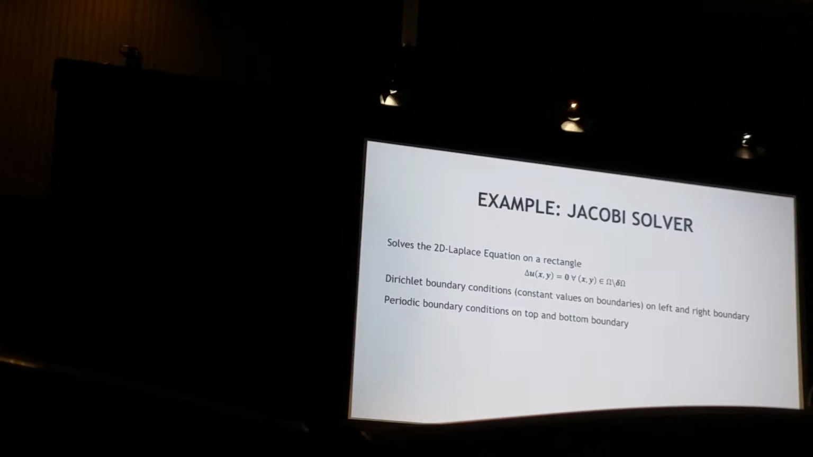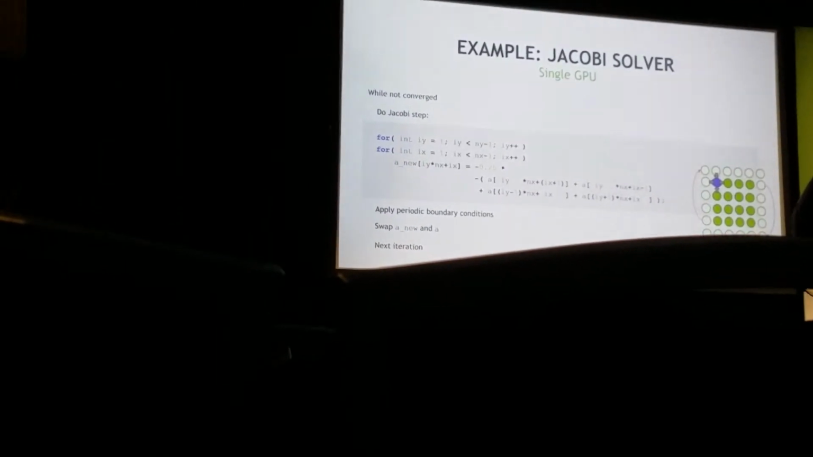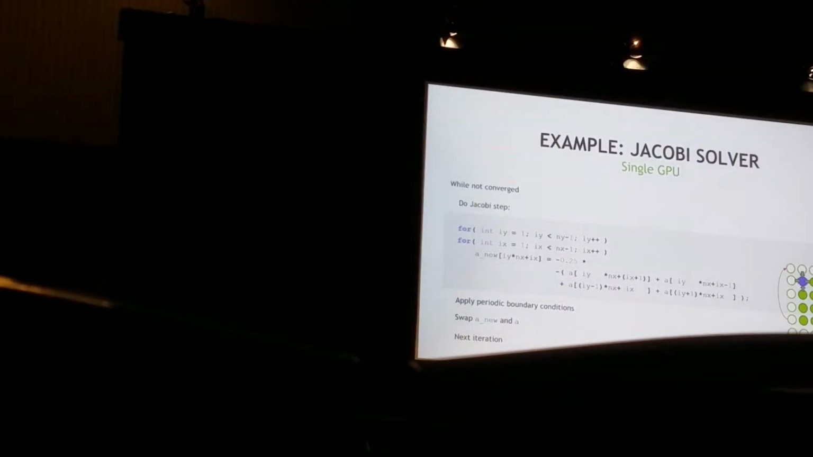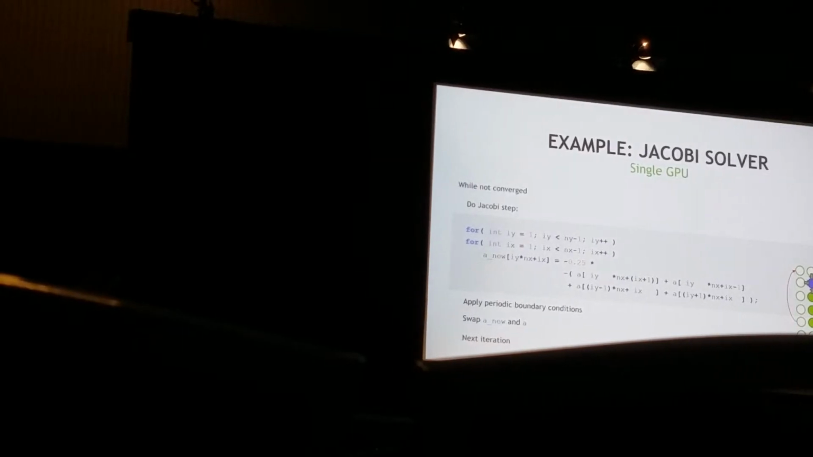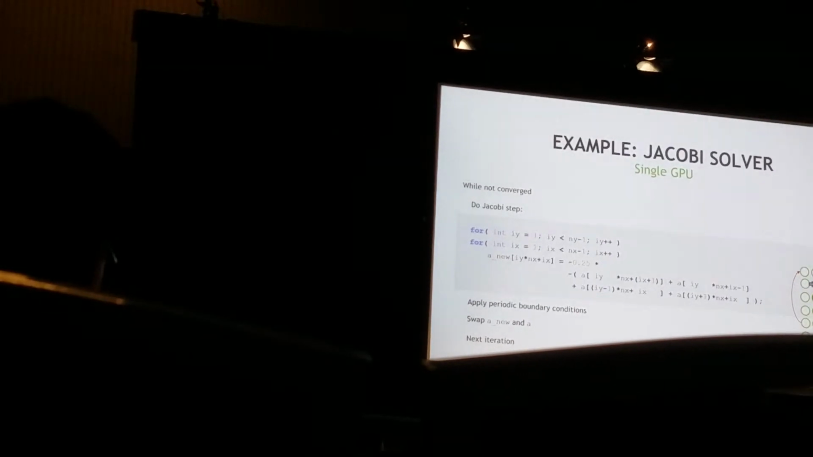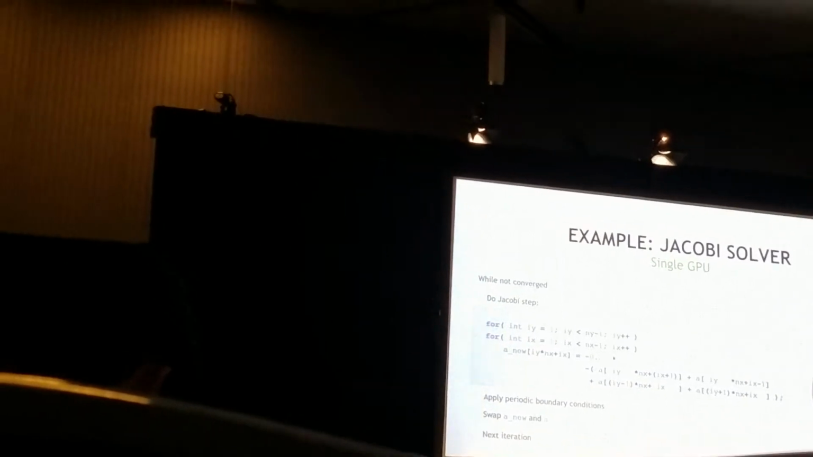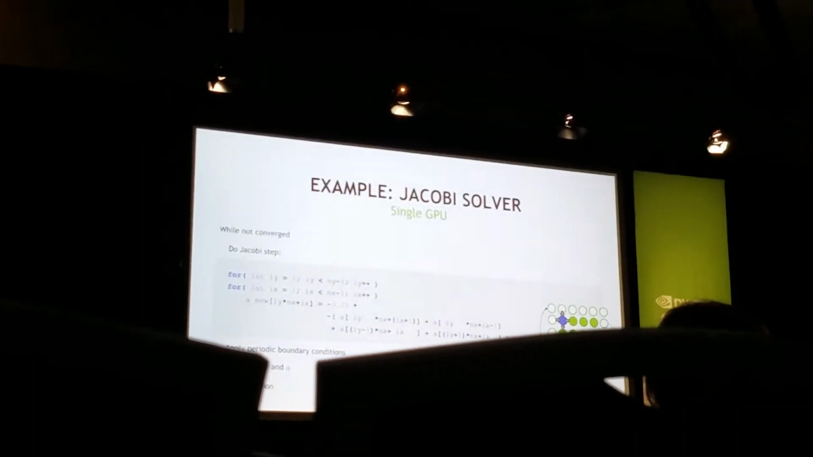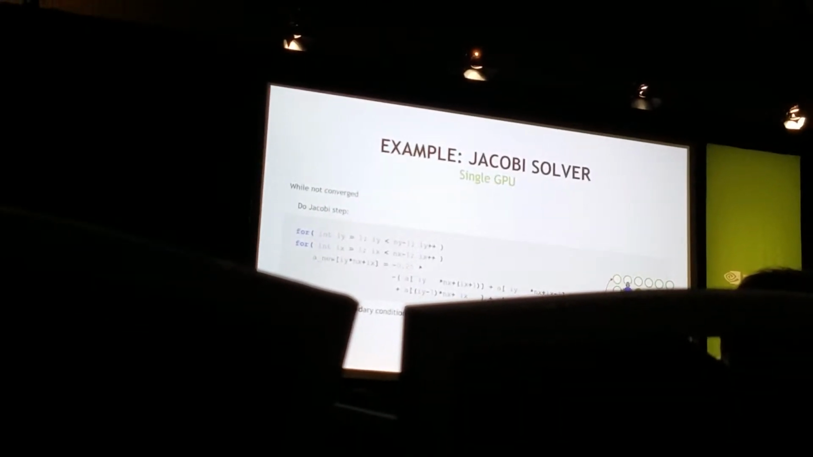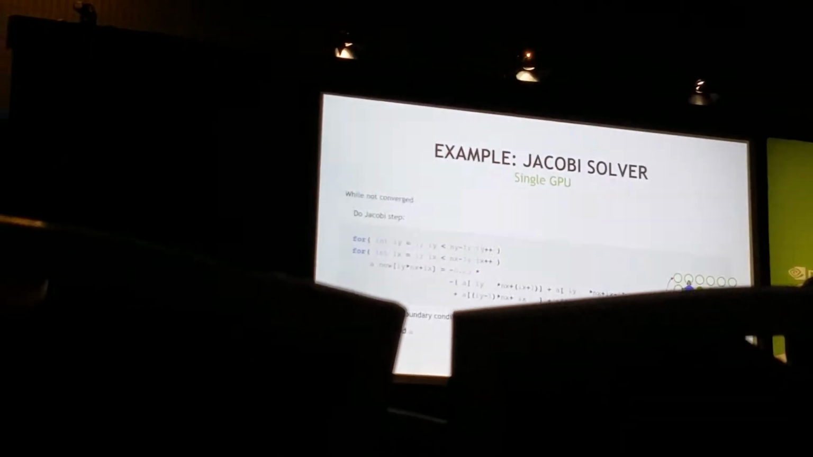So let's map that to code so that those who don't know what that is actually see what we are doing. Essentially, we are computing a simple while loop which checks for convergence in every iteration. In every iteration, we do a Jacobi step, which iterates over all interior points of the domain, calculating the average of an old array and storing that to a new array. Then we apply the boundary conditions, which for the left and right is just do nothing, because they are Dirichlet boundary conditions, so the values stay constant.